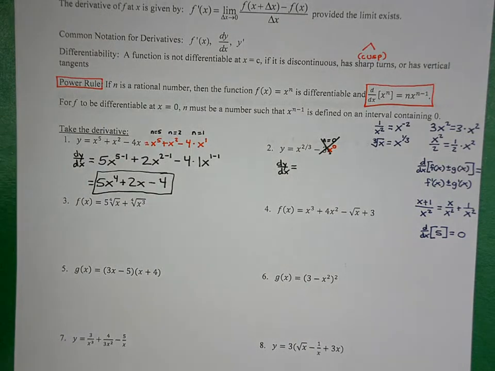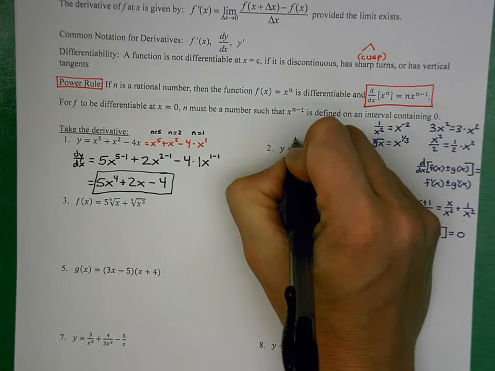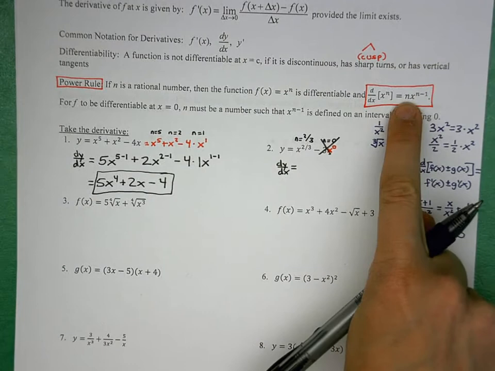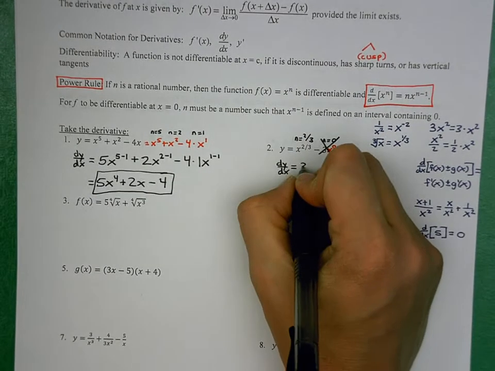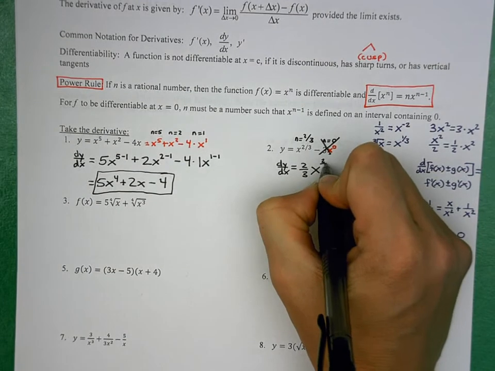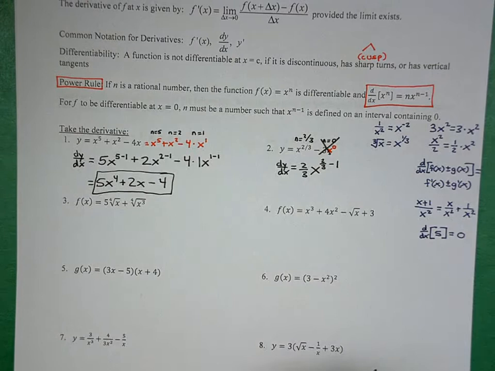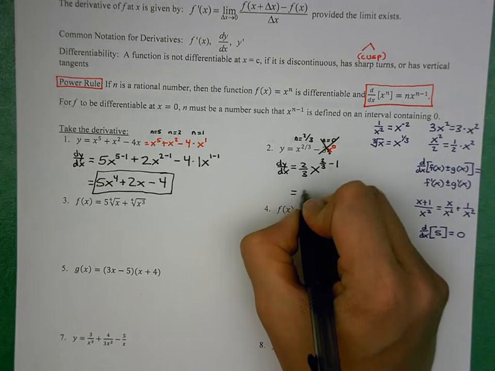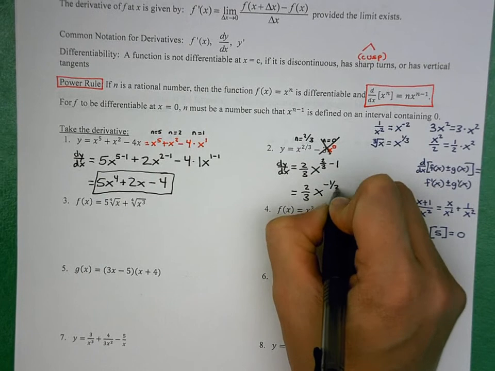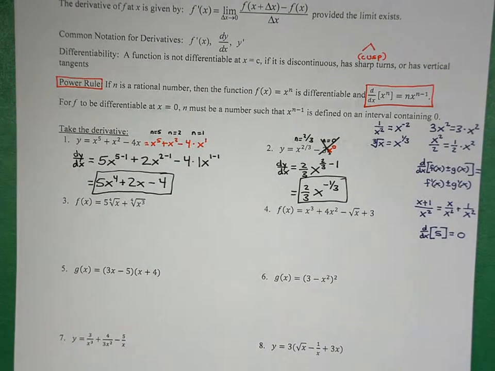Okay, so applying our power rule to this x to the 2/3, I can see my n is 2/3. Okay, so I'm bringing the n down in front, 2/3, the x is staying, and my exponent is going to become the n minus 1, 2/3 minus 1, which is 2/3 times x to the 2/3 minus 1, which is negative 1/3. Okay?